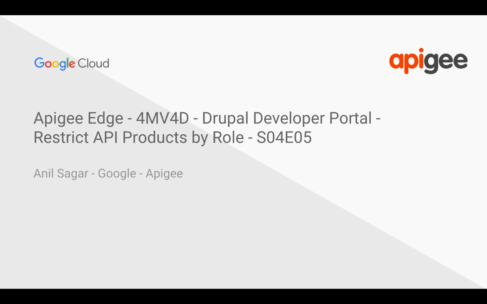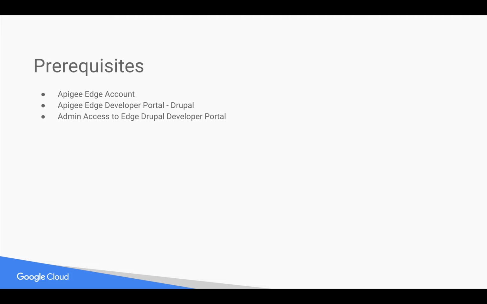In this video, we're going to see how to restrict API products by role in Drupal developer portal. Myself, Anil Sagar, I work at Google on Apigee platform. Prerequisites for this video, you need Apigee account and you need Apigee Drupal-based developer portal with administrator role. Let's get started and see how to restrict access to API products.